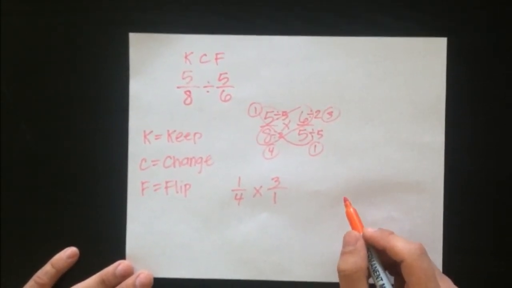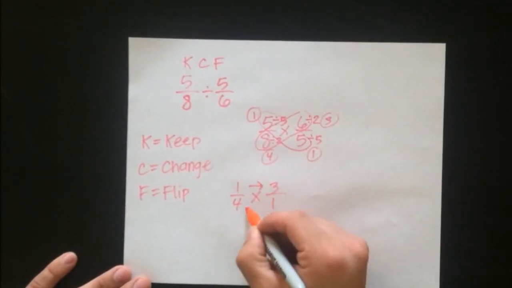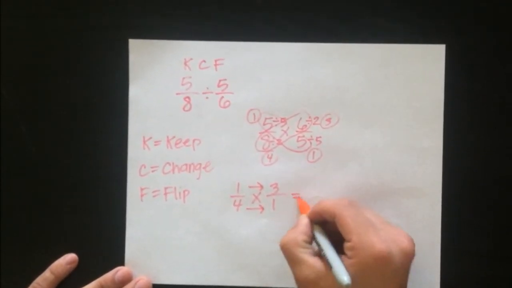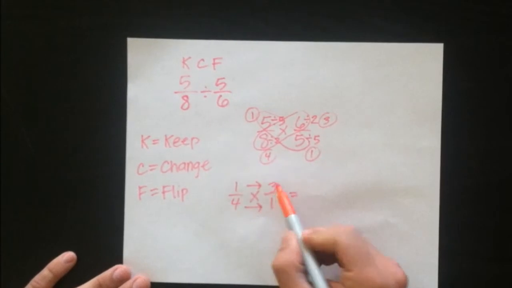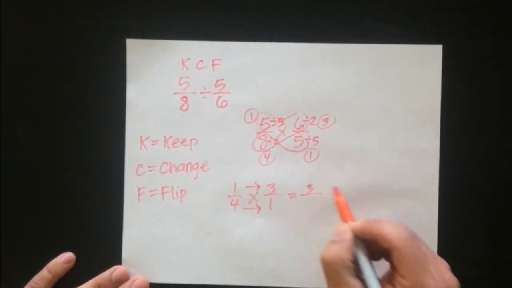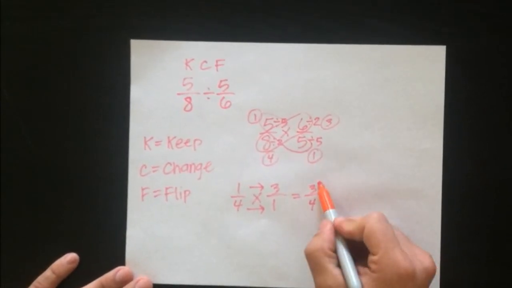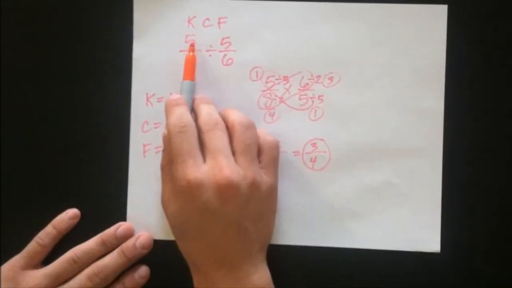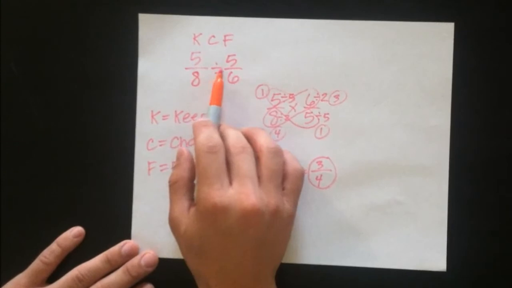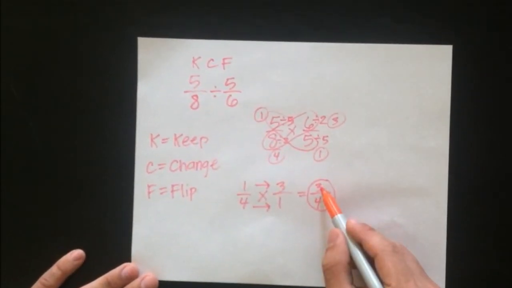When we have this step, we just multiply straight across the numerator and straight across the denominator. So when we multiply 1 by 3, we have 3, and when we multiply 4 by 1, we have 4. So that will be our final answer. Meaning, if we have 5/8 divided by 5/6, our final answer is going to be 3/4.